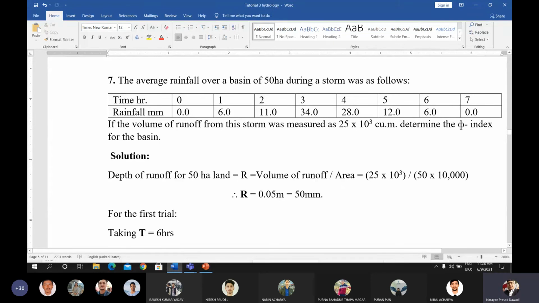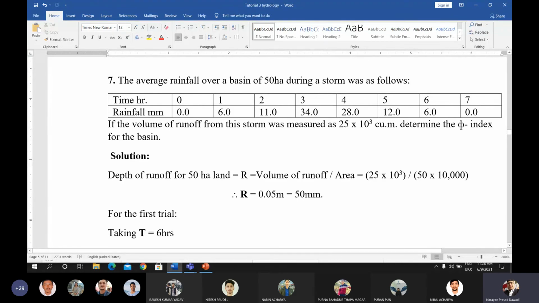The rainfall is given as incremental rainfall: from 0 to 1 hour 6 mm, from 1 to 2 hour 11 mm, from 2 to 3 34 mm, 3 to 4 28 mm, 4 to 5 12 mm, 5 to 6 6 mm, 6 to 7 0 mm. The rainfall from 0 to 7 hours is given as follows. If the volume of runoff from the system was measured as 25 into 10 to the power 3 cubic meter, determine the phi index for the basin. What will be the phi index for the basin?